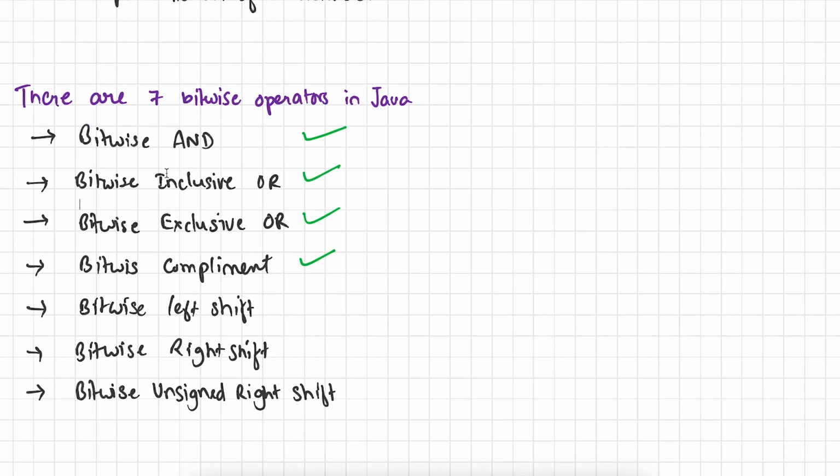If I talk about Java, there are 7 bitwise operators in Java. Number 1 is bitwise AND, bitwise inclusive OR, bitwise exclusive OR, bitwise complement, bitwise left shift, bitwise right shift, and bitwise unsigned right shift. And in this video, we are going to learn the first 4 of these bitwise operators, right?